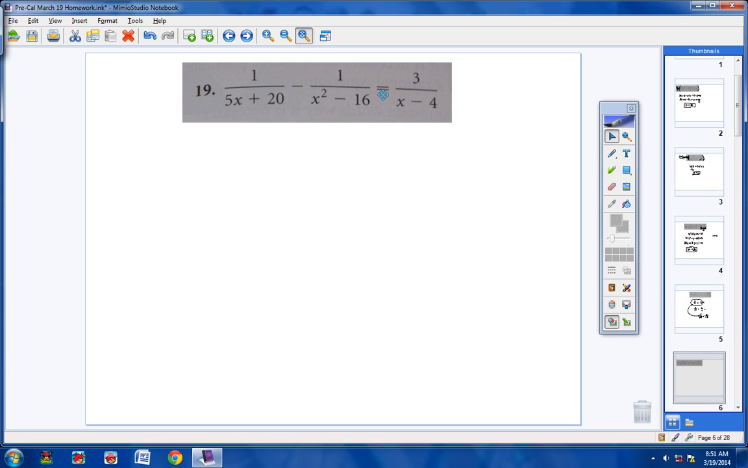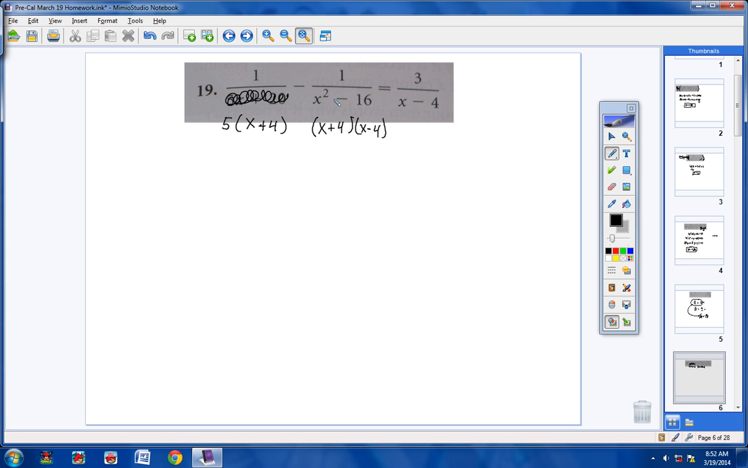Step 1, once again, we're solving a rational equation. Step 1 is factor the denominators that can be factored. Well, first of all, I can definitely factor this. I can pull out a 5. And if I pull out a 5 correctly, I'm left with this. Look at your next denominator. You can definitely factor this denominator. x plus 4.